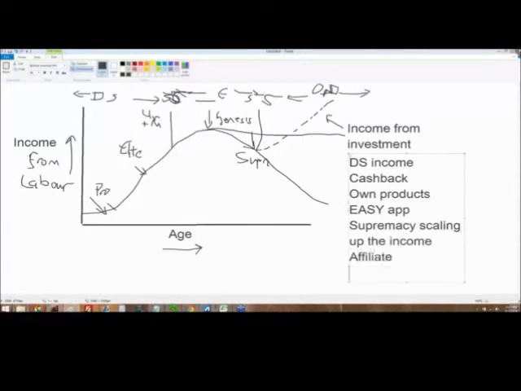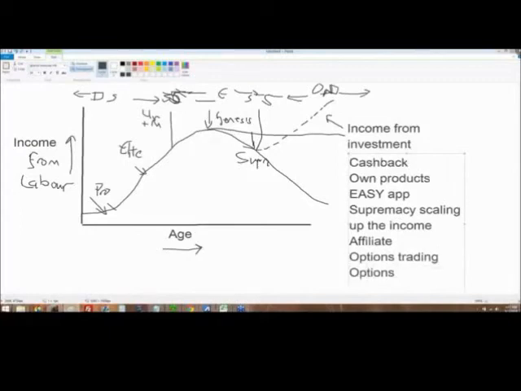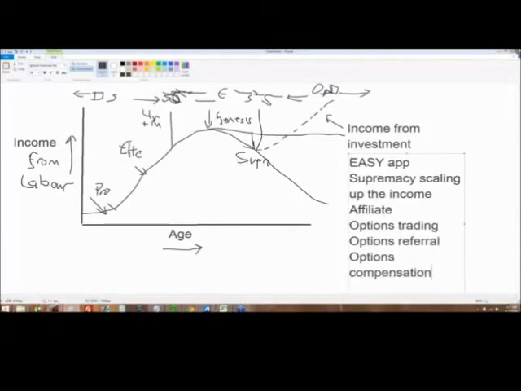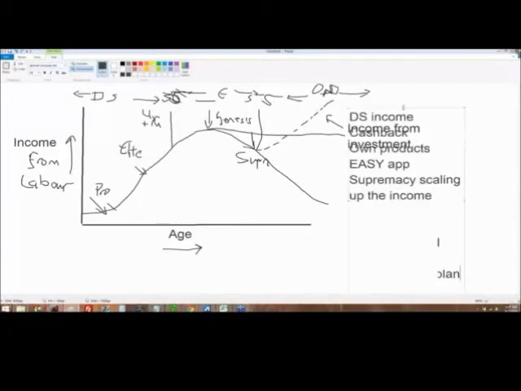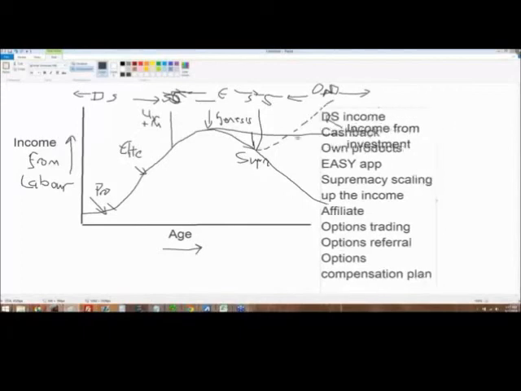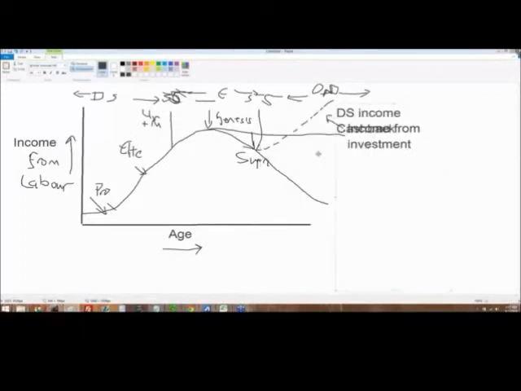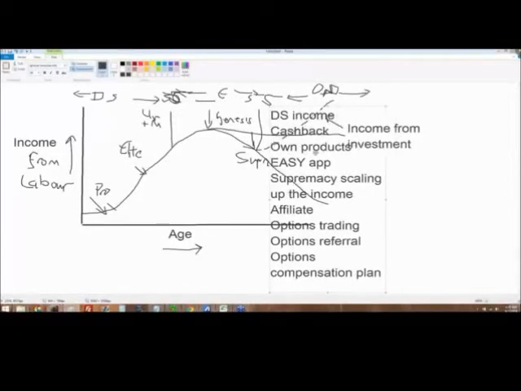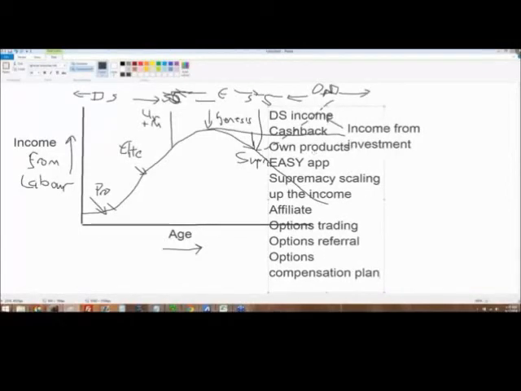Then you have your affiliate income in DS Domination. Then you have your options trading income. You have your options referral income if you try to recruit, and then you have your options compensation plan income, which you're going to make even if you don't recruit anybody. That's the plan here. The plan is that you don't have just one basket with a few eggs in there. You have multiple baskets themselves, and you have multiple types of eggs. You have duck eggs and chicken eggs, and you have every single thing that you can out there.